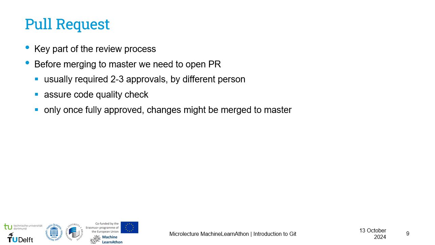This leads us to another concept that is called pull request. As we mentioned before, we develop code in separate branches. However, once we want to merge our changes into master, we usually need to go through a so-called pull request. This is the process that assures quality of the code, because in a pull request we usually need 2 or 3 approvals by different people who check the quality of the code, the structure of the code, and whether it fits into the master. And only once we have those approvals, we are able to merge our changes into master.